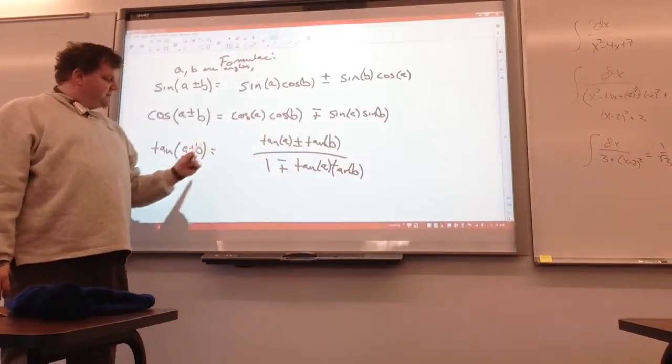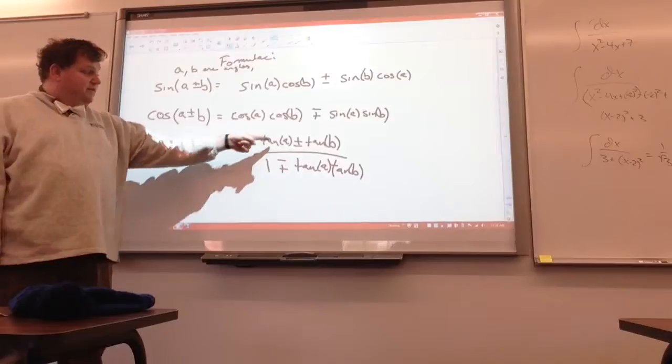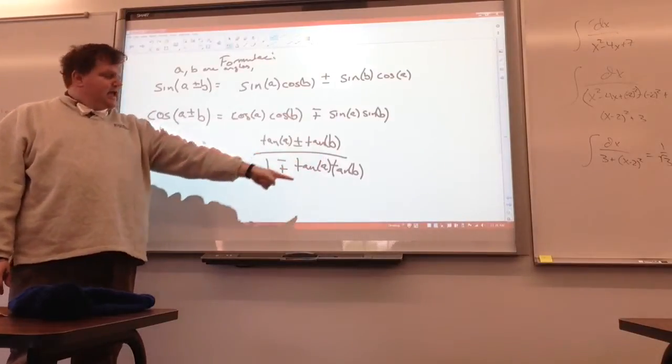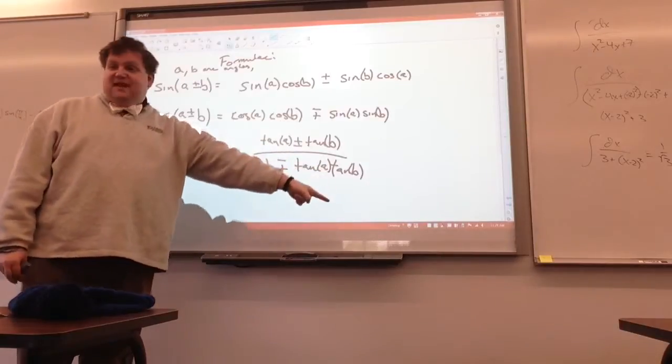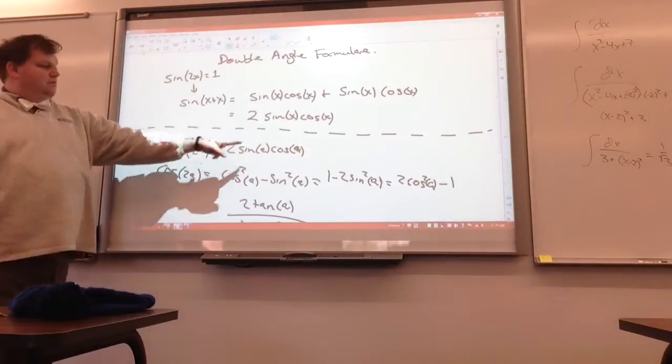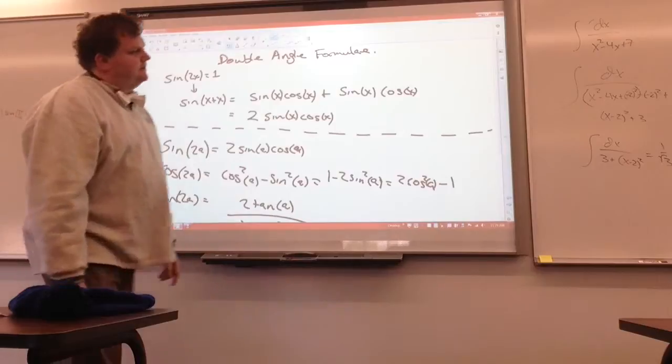Well, if I look at this tangent one here, tangent of A plus tangent of B, it's plus right here. Remember, it's 2A, so it'd be tangent of A plus tangent of A. On the bottom, it's 1 minus tangent of A times tangent of A, which is how we get it. It has to be.